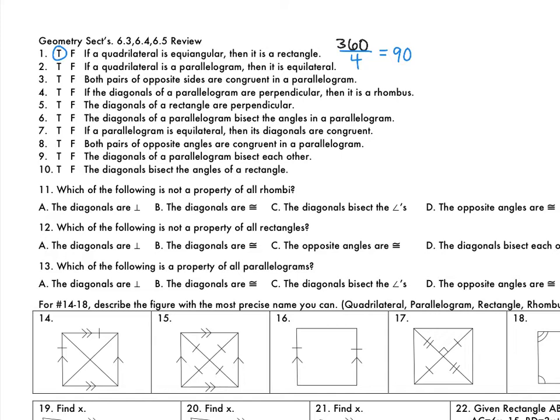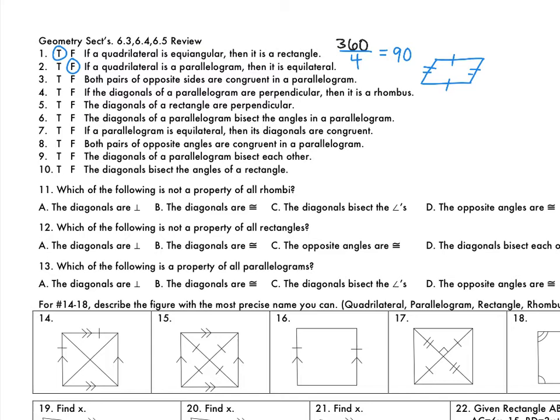Number two, if a quadrilateral is a parallelogram, then it is equilateral. That is false. So equilateral means that all sides are congruent. In a parallelogram, all sides do not have to be congruent. Only opposite sides have to be congruent. So, wow, that was an awful parallelogram. So we're going to try again. All right, so there we go. We know the opposite sides are congruent, but not necessarily all four.